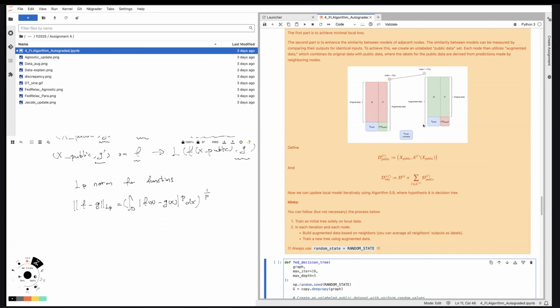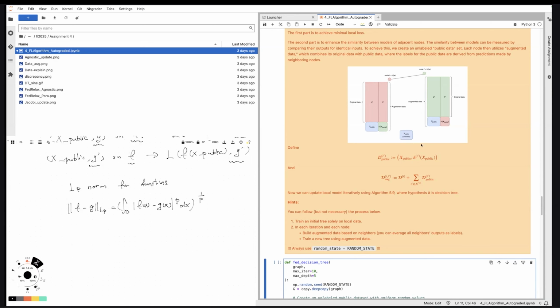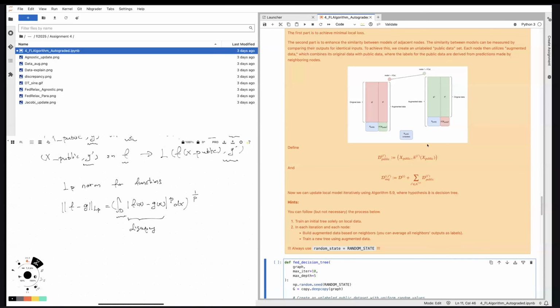This is the same idea as we used with this augmented data, right? Because it's T here. We integrate this discrepancy in the domain D, and the domain we used in our model is this X public dataset.